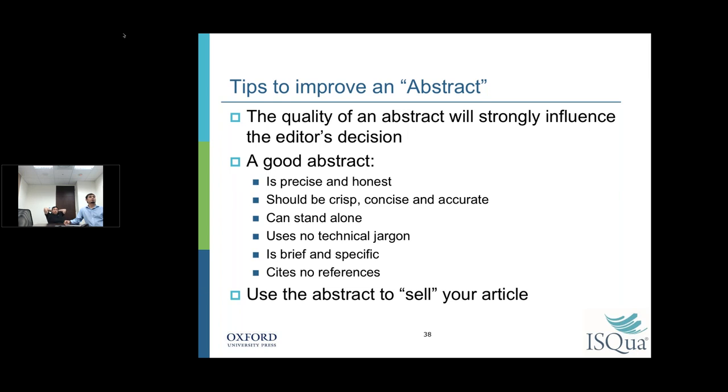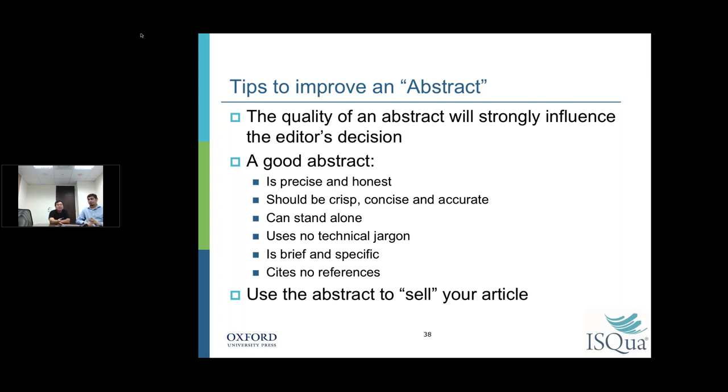So there are some basic tips to improve an abstract. The quality of an abstract will strongly influence the decision. Let me add a little bit. Sure. The abstract and the title determine about 50% of your chance of getting accepted. So it's very, very important that you work on the title as well as the abstract.